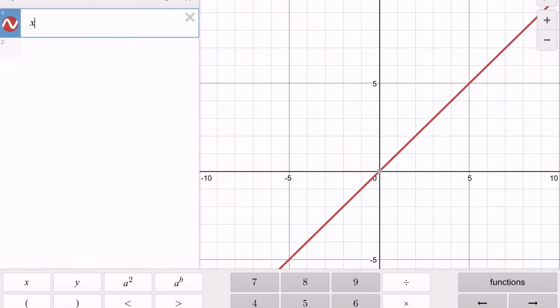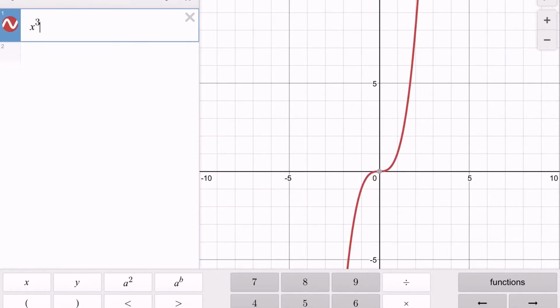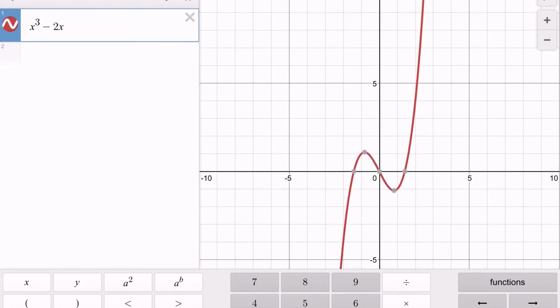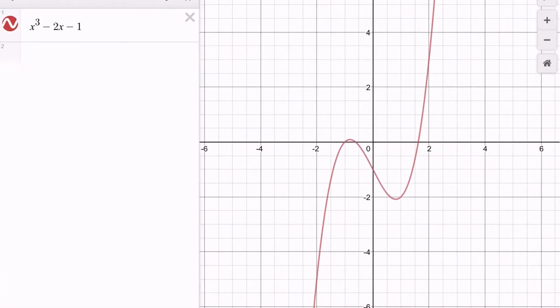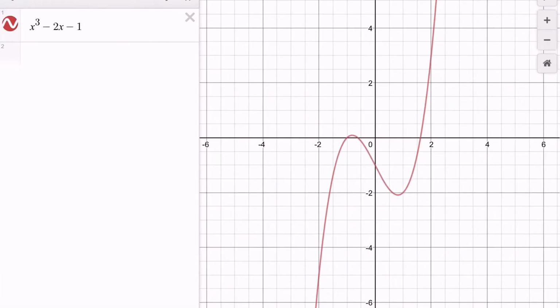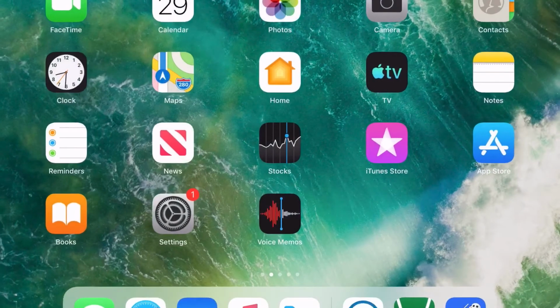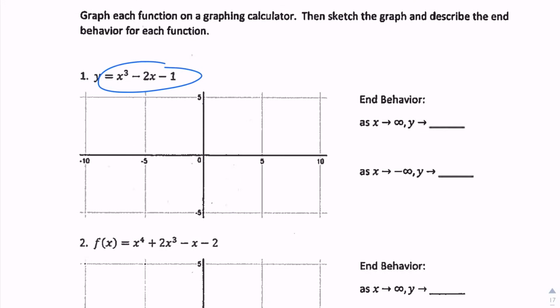You can enter it in along with me, or you can watch and use my graph, x to the third minus 2x minus 1. And so you can see our graph. Zoom in just a little bit. What we're really concerned about is what's happening on the ends. So let's go back and do a quick sketch of that. That's certainly not a perfect representation of this graph, but it's a nice little sketch.